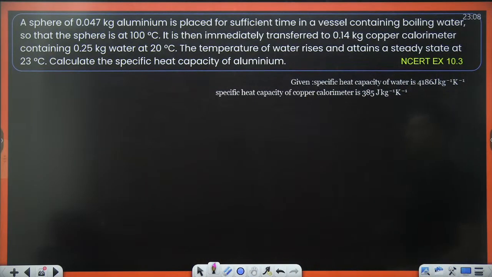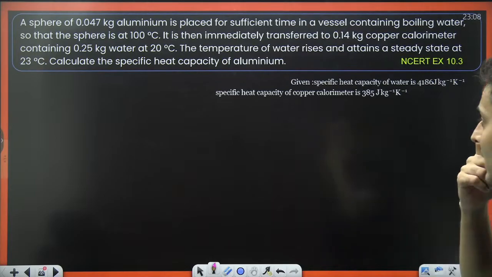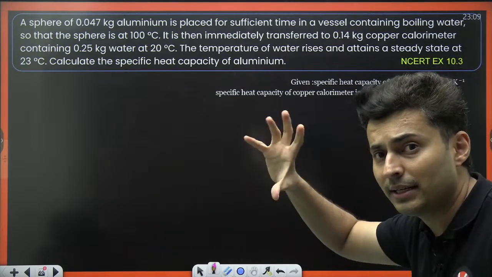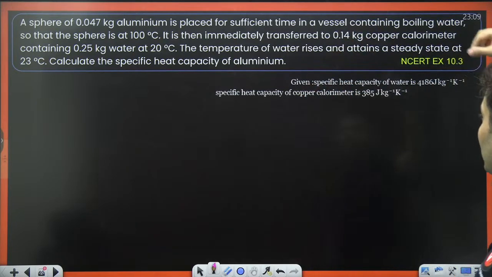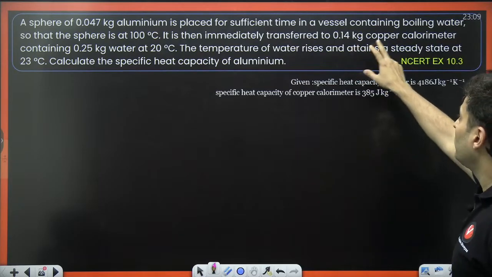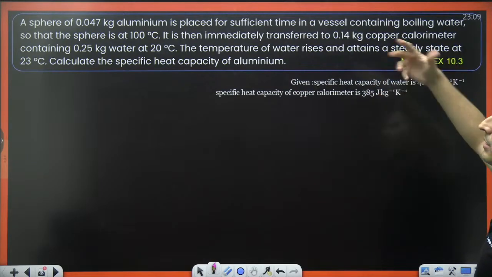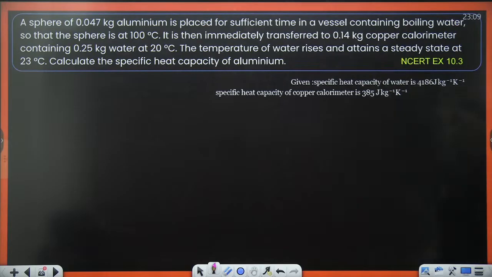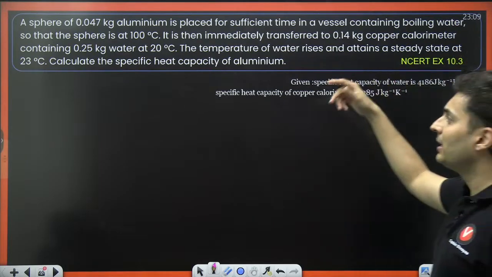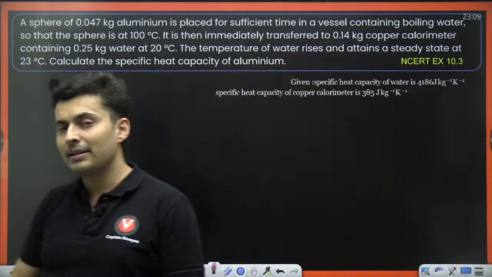Look at this exercise 10.3 question. A sphere is placed in a vessel in boiling water. Sphere is at 100 degrees Celsius. So when you place it in boiling water, the temperature will go to 100. It is dropped in a 0.14 kg calorimeter containing this much water at 20. Temperature of the water rises and attains a steady state. Calculate the specific heat capacity.